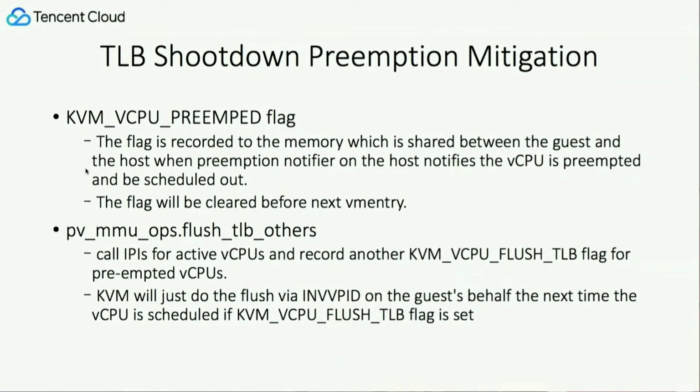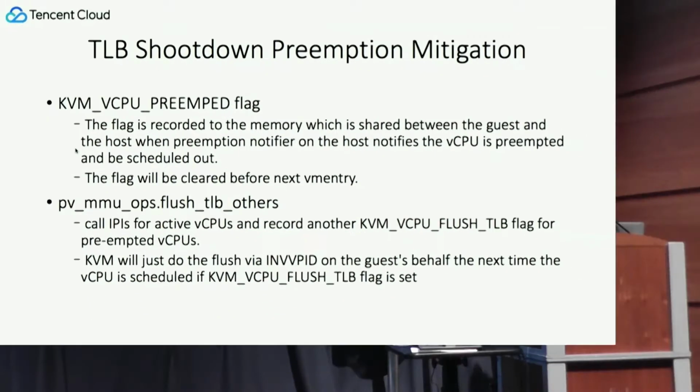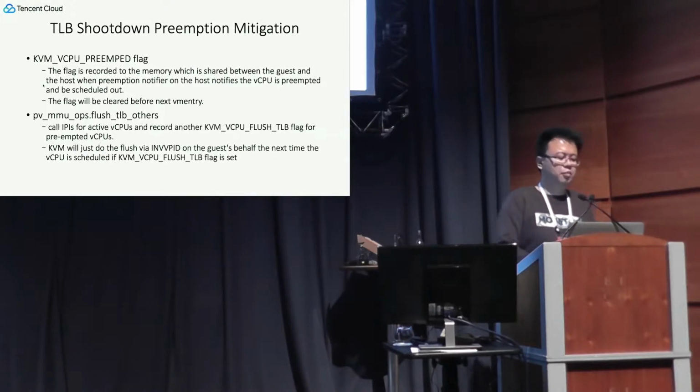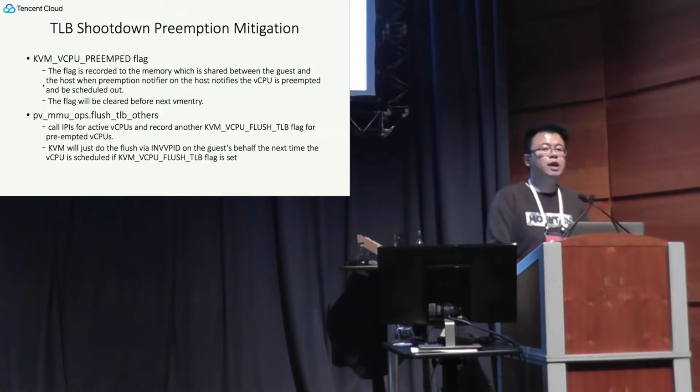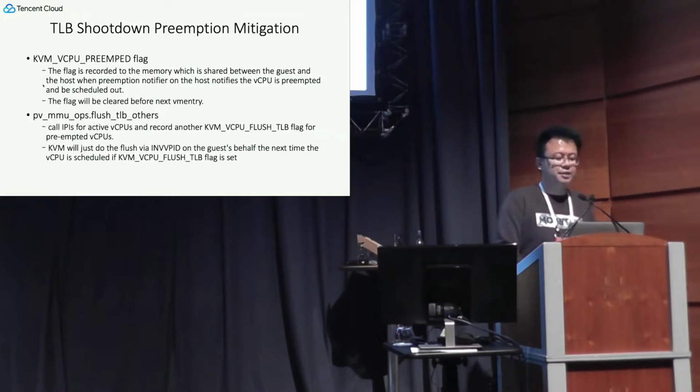Let's see the implementation details. I introduced a KVM vCPU preempted flag. This flag is used to mark whether or not the vCPU is active or inactive. I use a shared memory between the guest and host. The host records the vCPU preempted flag when the vCPU is preempted on the host. The flag will be cleared before the next entry of the vCPU. So through this flag, in the guest, we can determine whether or not the target vCPU is active or preempted.